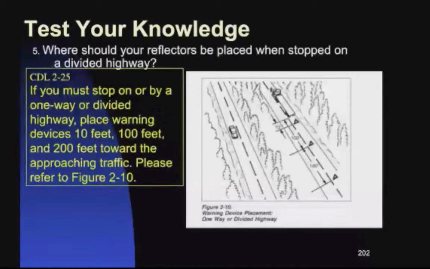Question 5. Where should your reflectors be placed when stopped on a divided highway? If you must stop on or by a one-way or divided highway, place warning devices 10 feet, 100 feet, and 200 feet toward the approaching traffic. Please refer to Figure 2-10.